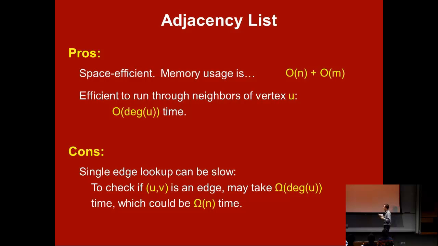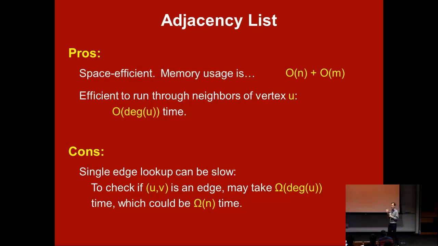So these are the two main pros. Yeah, it's very space efficient. The memory usage is something like order n plus order m, because basically you have one node in this bunch of lists for each edge. Actually, each edge appears sort of twice in a way, once for each of its endpoints. So that's order m, but you also always have this array of vertices of size n. So it's order n plus m.